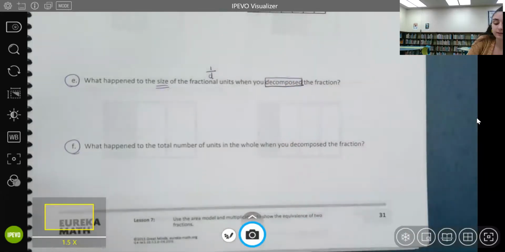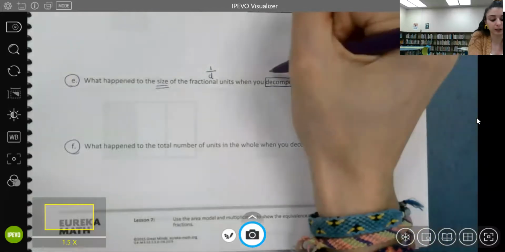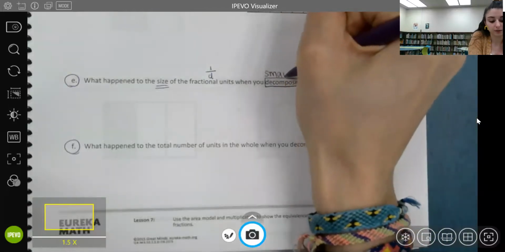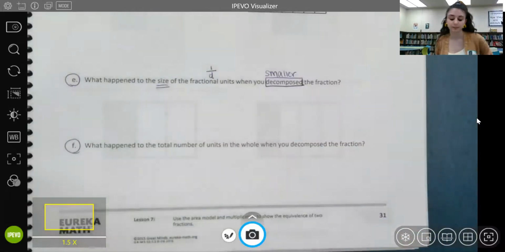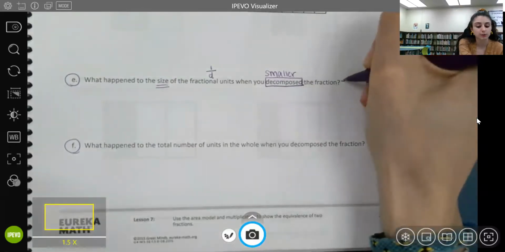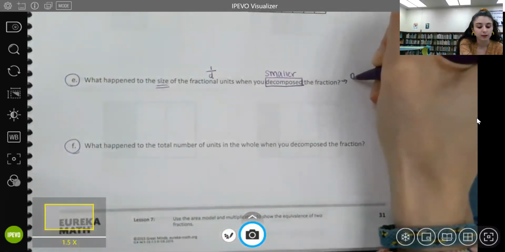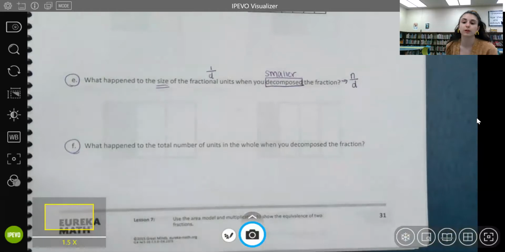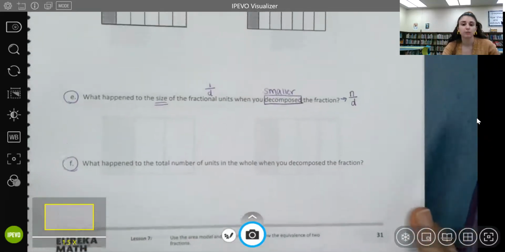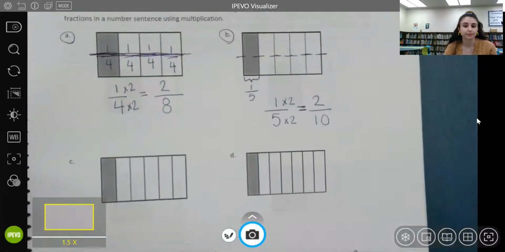And if we remember, decomposing a number means you're breaking it apart and making it smaller. And of course, we're looking at a fraction. So next to the word fraction, I'm going to write n over d for numerator over denominator. So you should all be thinking, what happened to the size of the fractional units when you decompose the fraction? So we're going to go back up before we answer it.